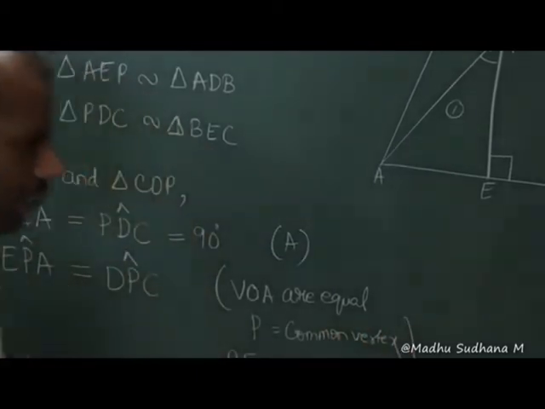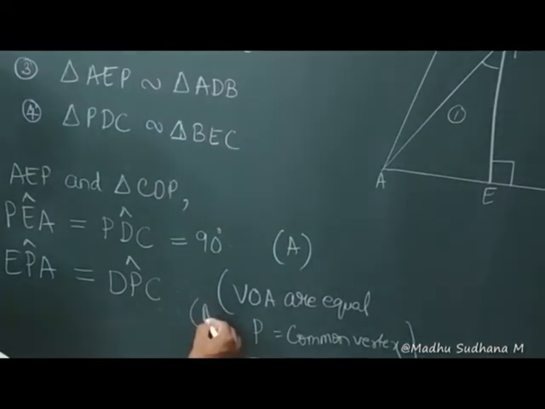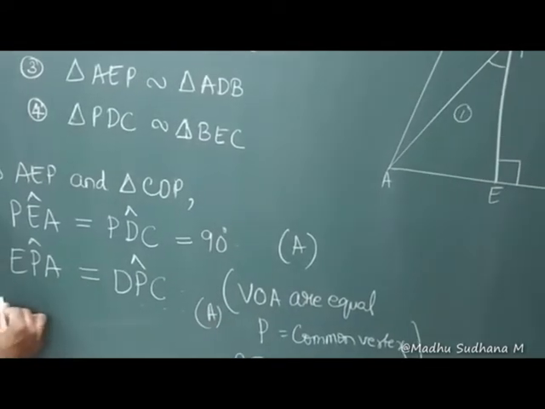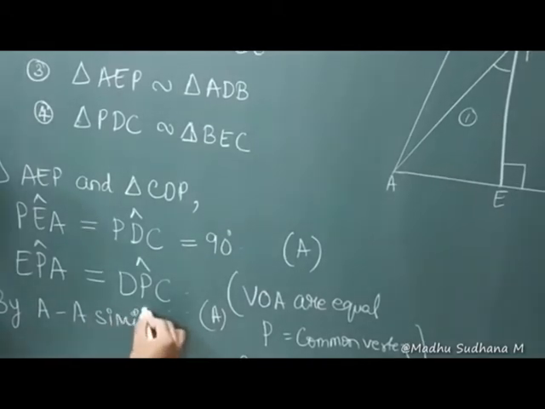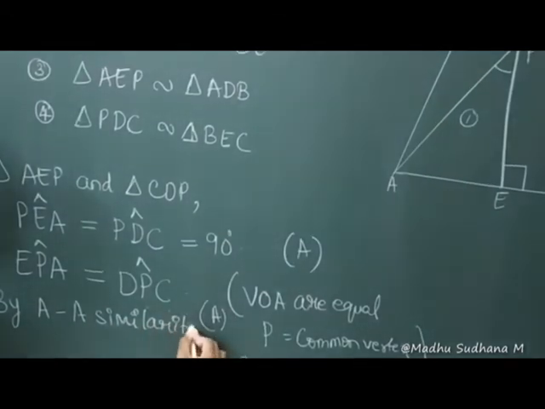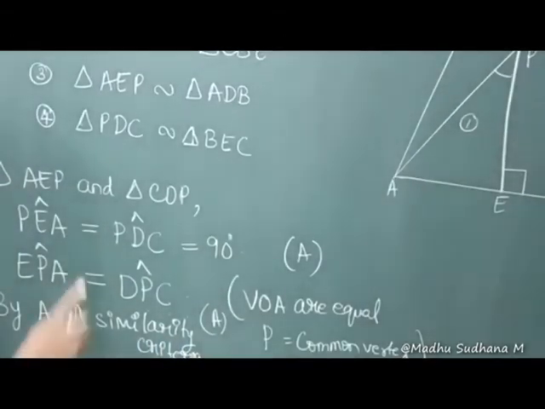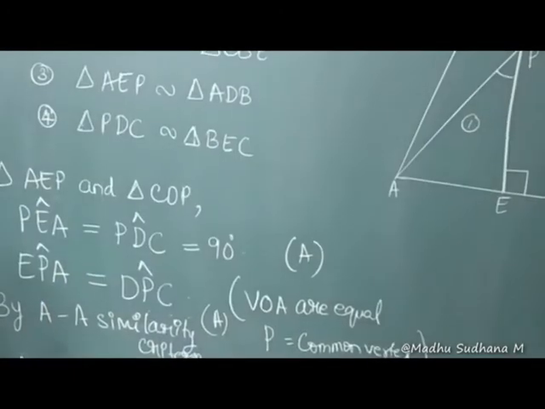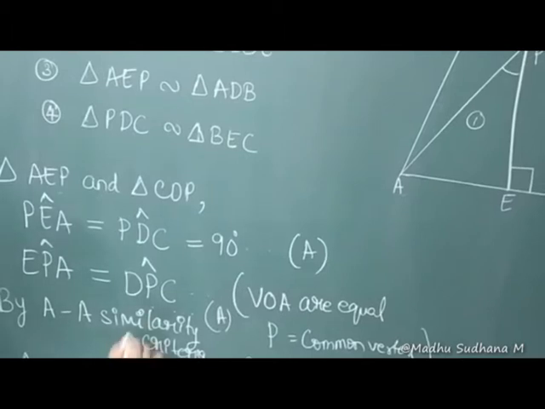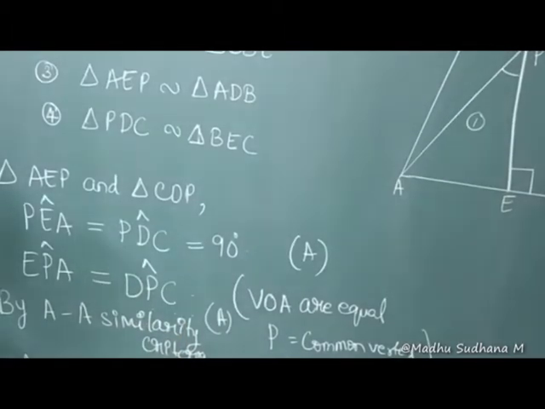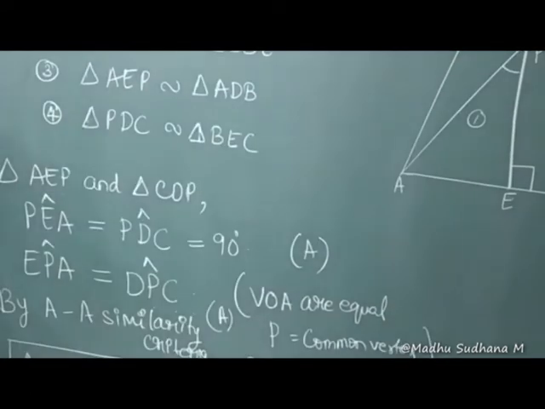In geometry we need to write conditions for everything. So we have one more angle here. So now I can write by angle similarity criteria. What can be said now? These two triangles are similar. So let me write triangle AEP is similar to triangle CDP. So the first part has been proved.